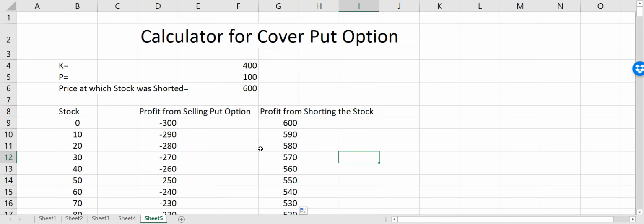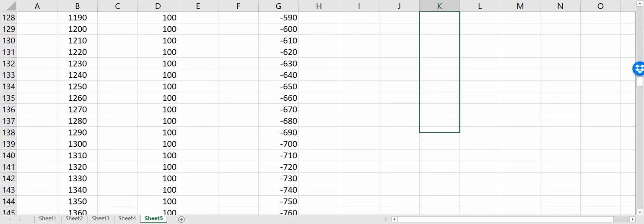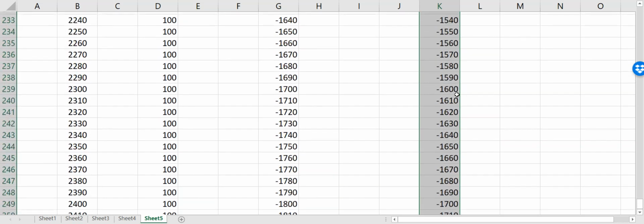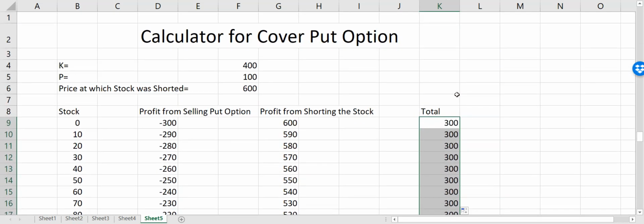Now what I need to do is calculate the scenario where I am shorting the stock and I'm also selling a put option. So all I have to do is add them together. So I'll say 600 plus 300, and this will eventually give me these numbers. And the best way to look at them is to plot them.